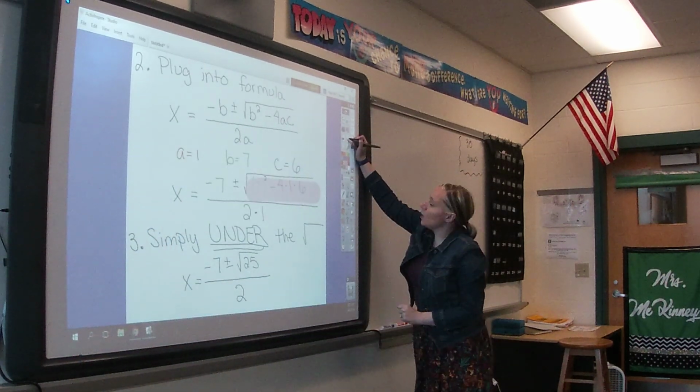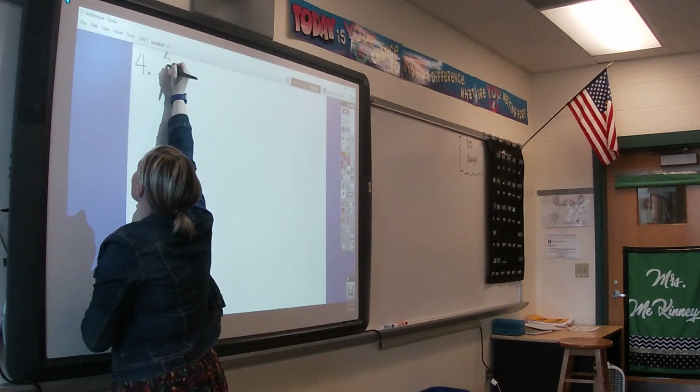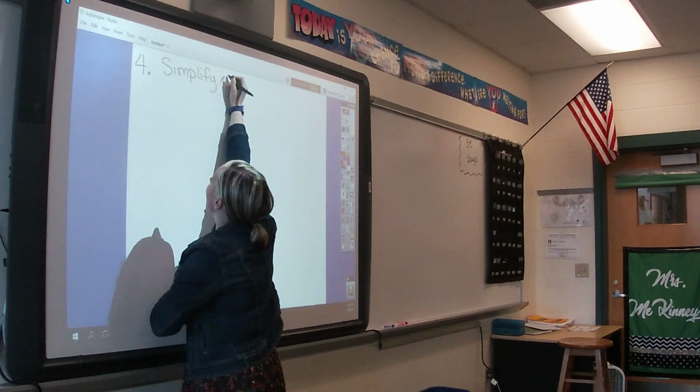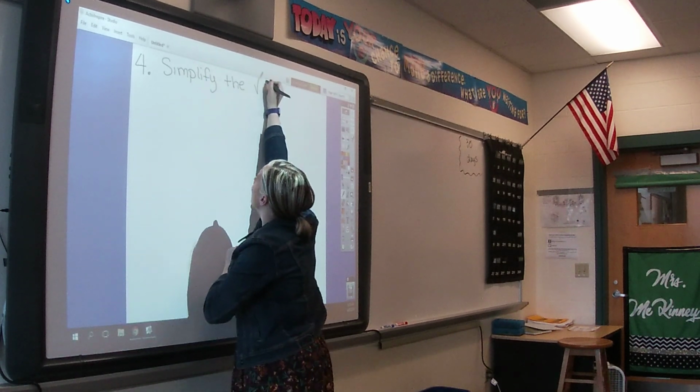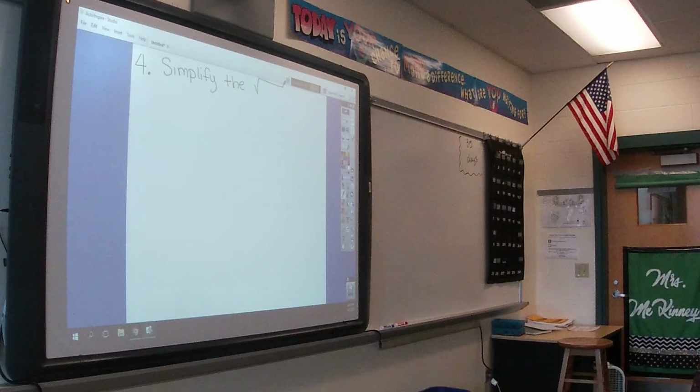Okay, step 4. We are going to simplify the square root, and this is where we have to be careful. That square root will not always be a perfect square. Today it's going to be because I don't want to add anything additional to the plate. But make sure we're actually thinking about simplifying it.